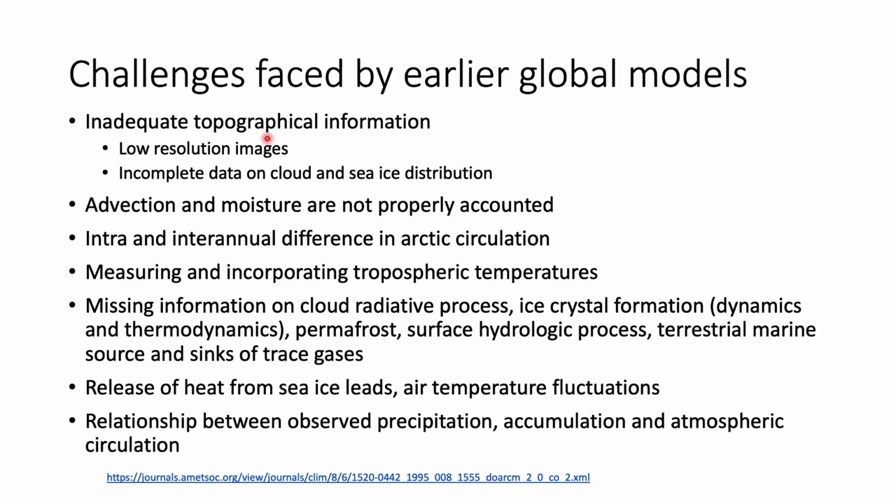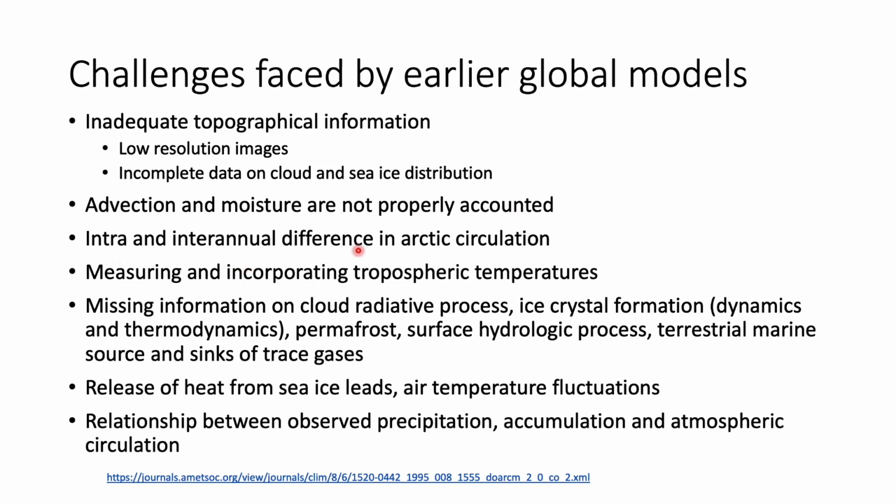Now let us look at the challenges faced by the earlier global models. There was inadequate topographical information. This is the major problem in the Arctic region, because there are plenty of fjords, mountains, valleys and other features. We only had low resolution images earlier, and also incomplete data on cloud and sea ice distribution. So this was one of the limitations. Then advection and moisture were not properly accounted for. That means precipitation cannot be measured very effectively.